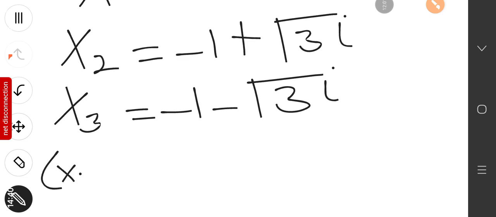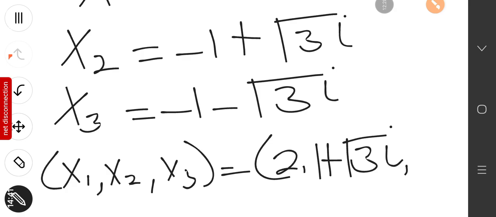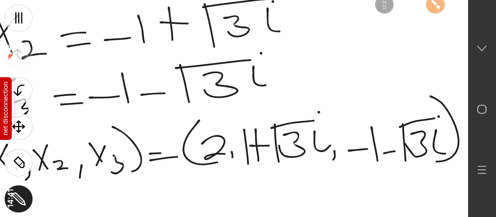So you have x1, x2, x3. x1 we have 2. x2 we have 1 plus square root of 3i. And then x3 you have minus 1 minus square root of 3i. So this is the end of the class.